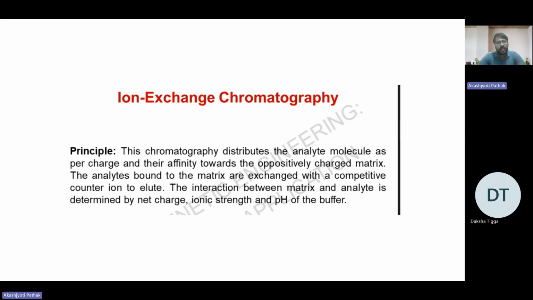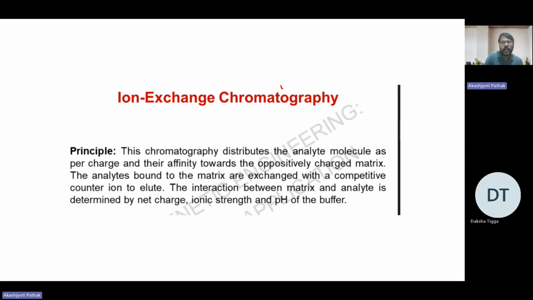So what is ion exchange chromatography? It is when we are separating our protein of interest on the basis of charge. The chromatography distributes the analyte molecules as per charge and their affinity towards the oppositely charged matrix. The analytes bound to the matrix are exchanged with a competitive counter ion to elute. The interaction between matrix and analyte is determined by net charge, ionic strength, and pH of the buffer.